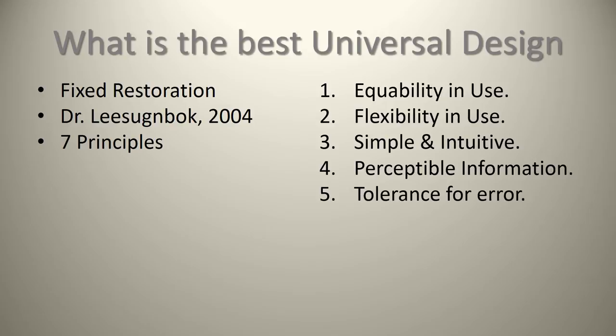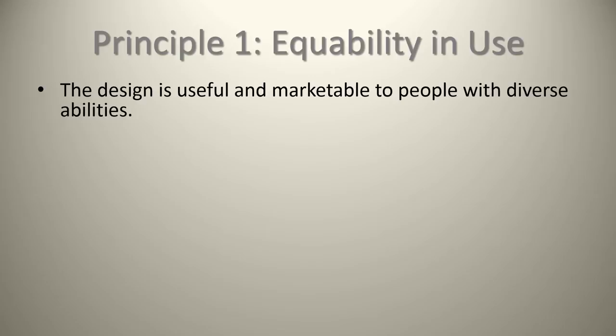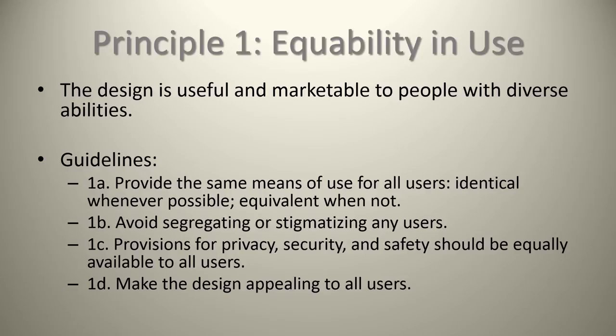So talking about principle one, equability in use: the design is useful and marketable to people with diverse abilities. And basically the guideline here is to provide the same means for all users, identical wherever possible, equivalent when not. Avoid segregating or stigmatizing any users. Provisions for privacy, security, and safety should be equally available to all users, and make the design appealing to all users. So basically what this is saying is this can't be like the Michael Jordan three-pointer that only Michael Jordan can hit. Yeah, it may be a great design, but if only a small set of clinicians can use this, this is not necessarily equitable in use.